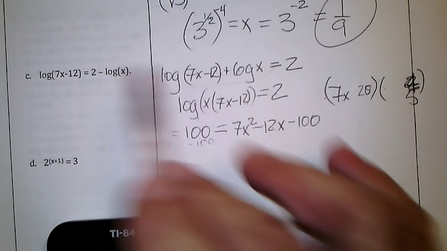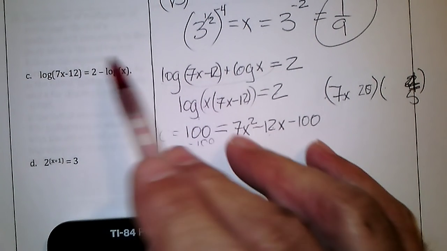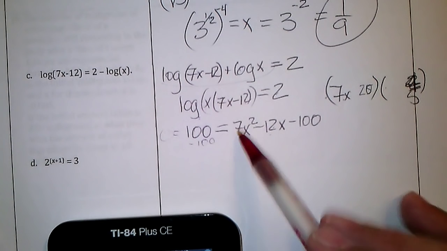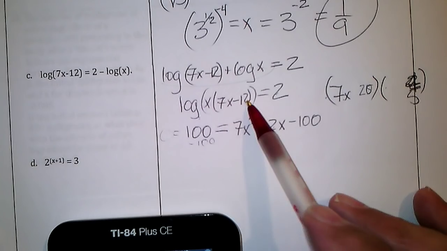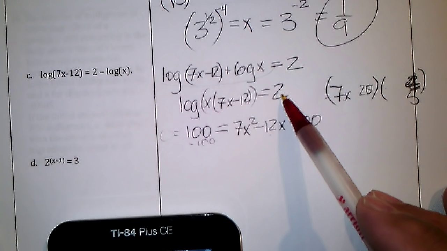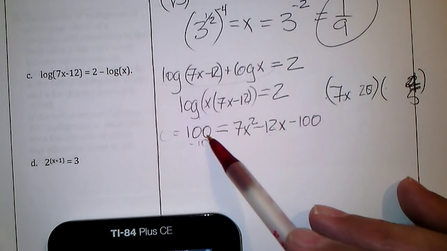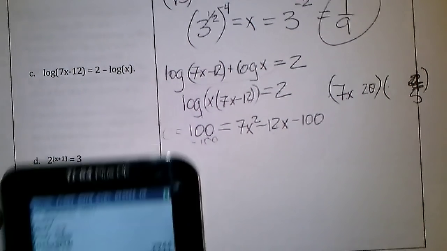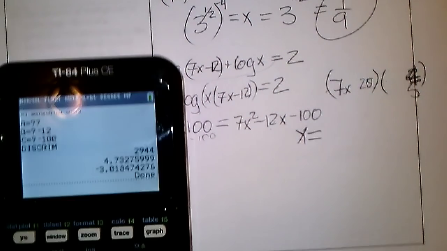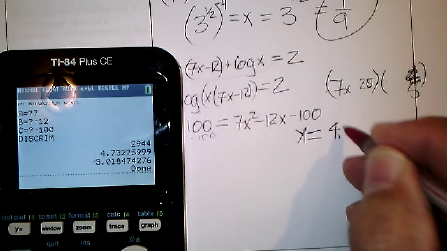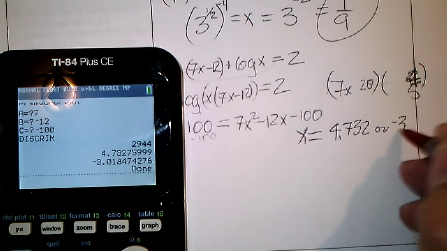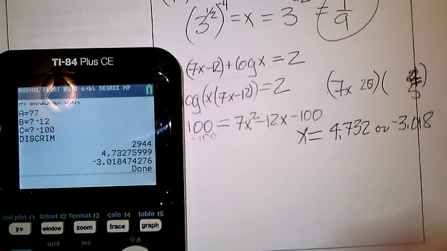So 7x minus 12, and then plus log of x. X times this is this. 7x squared minus 12x equals 10 squared, which is 100. Subtract 100. I guess this is what we get. So it looks like x is supposed to be, according to the quadratic formula, either 4.732 or negative 3.018.